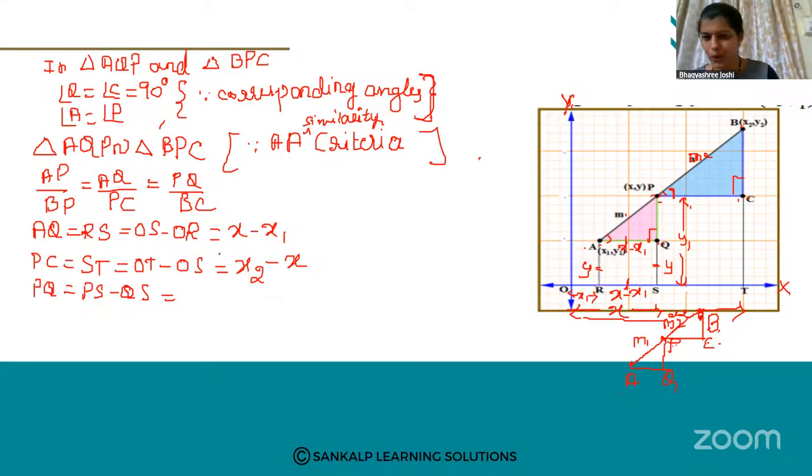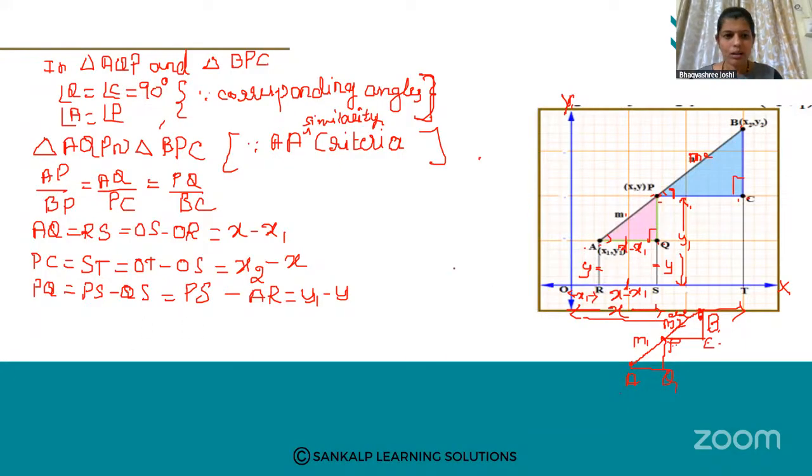PS minus QS. QS is equal to AR only. So PS is taken as Y1 minus Y, and AR is taken as Y.